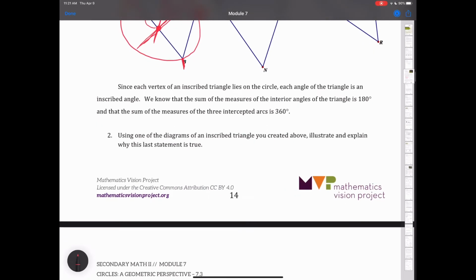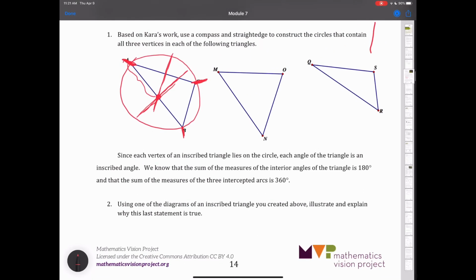So using one of the diagrams of an inscribed triangle you created above, illustrate and explain why the last statement is true. Think about why it is that the intercepted arcs add up to 360 degrees, and that the angles in a triangle add up to 180 degrees.